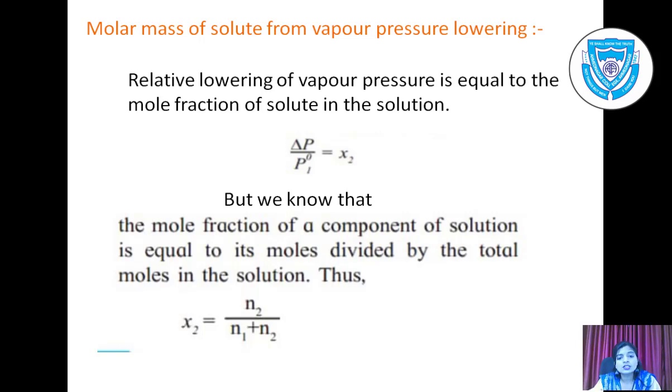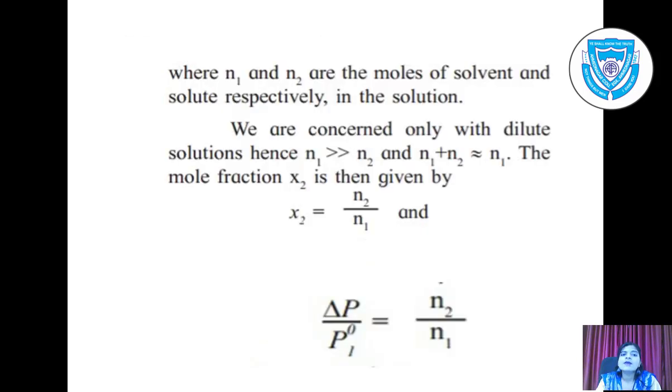But we know that the mole fraction of a component of a solution is equal to its moles divided by the total number of moles in the solution. We have already seen this in 11th standard, that is x₂ is equal to n₂ upon n₁ plus n₂. Now, what are n₁ and n₂? n₁ and n₂ are the moles of solvent and solute respectively in the solution.